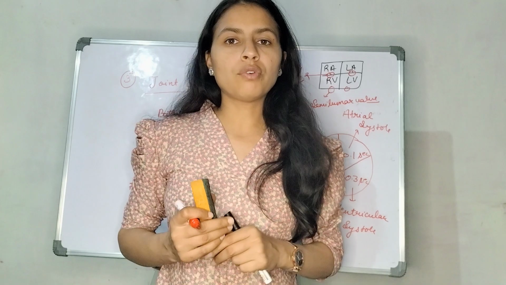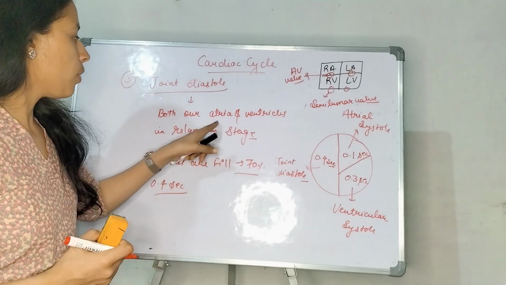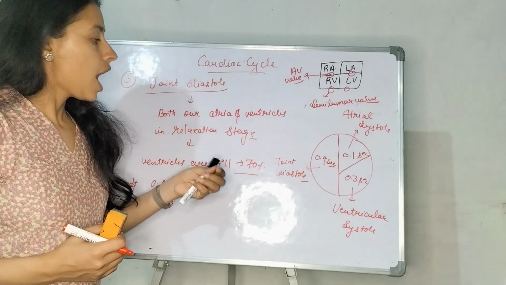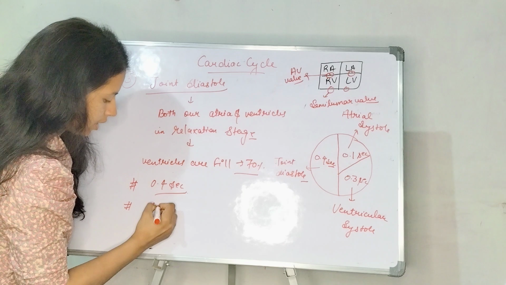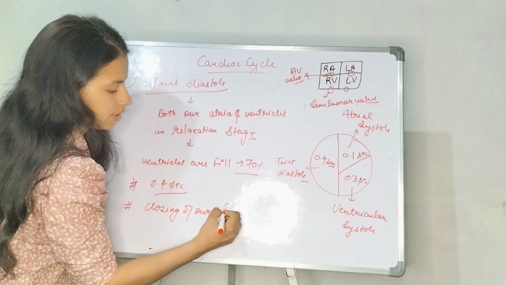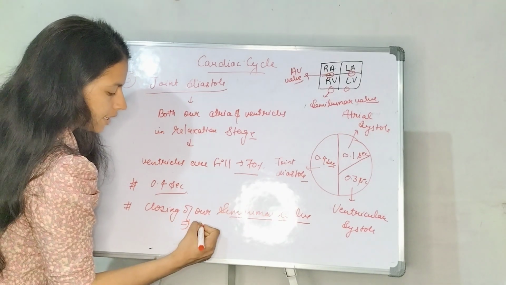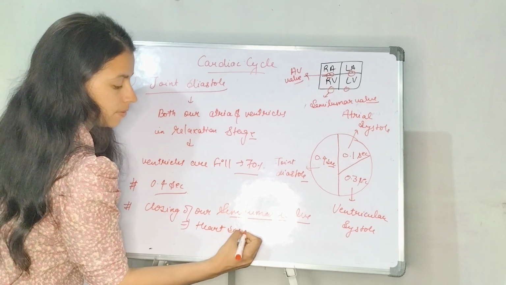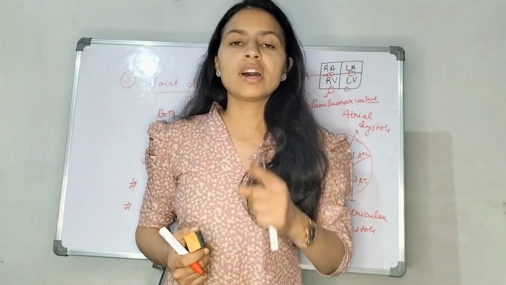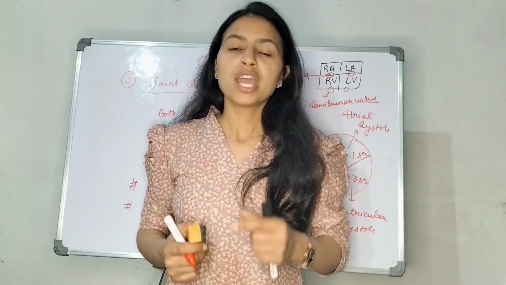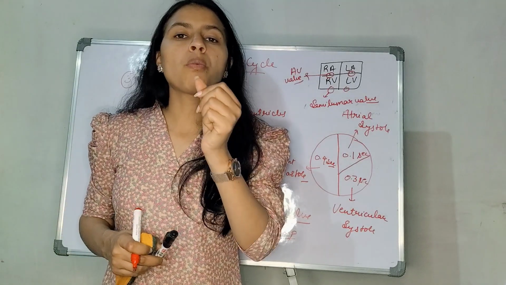During this stage both the valves are closed. Then the third stage is joint diastole. During this stage, our atria and ventricles are both in the relaxation stage, and the second sound is produced due to the closing of our semilunar valves. The closing of these valves produces our second heart sound, called dub. So there are two heart sounds, lubb and dub. The first is produced by the closing of the AV valves, and the second by the closing of our semilunar valves. So this is all about our cardiac cycle, which is completed in 0.8 seconds.